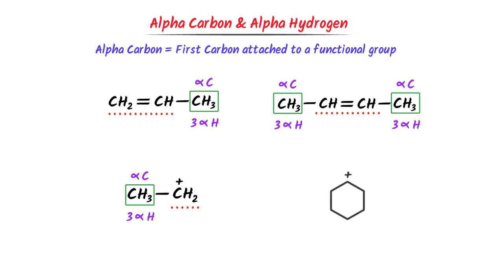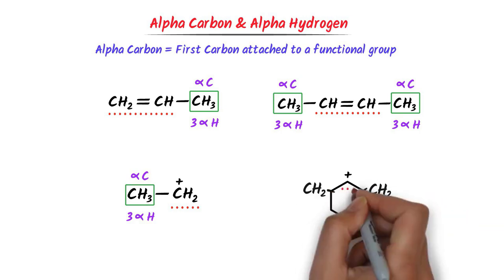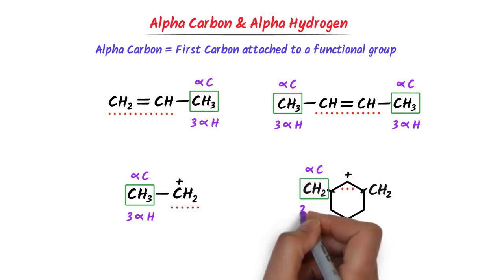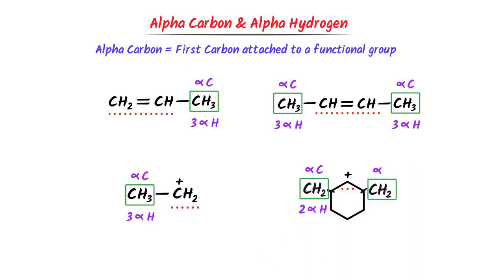Lastly, consider this organic compound. Pause the video and try to figure out the total number of alpha hydrogens in it. Well, this is CH2 and this is also CH2. These both carbons are alpha carbons at the left hand side and at the right hand side. Hence there are a total of 4 alpha hydrogens present in this compound. Thus, note down these very important concepts of alpha hydrogen and alpha carbon.